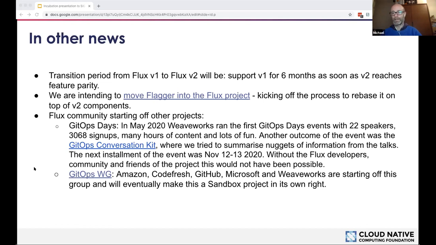There have also been some events which are specifically about GitOps. GitOps Days, which was run by Weaveworks, had a US version and a Europe version. That was quite successful and a lot of fun. And there's a GitOps working group, which I think is actually on the agenda for later, or at least something approaching it is.